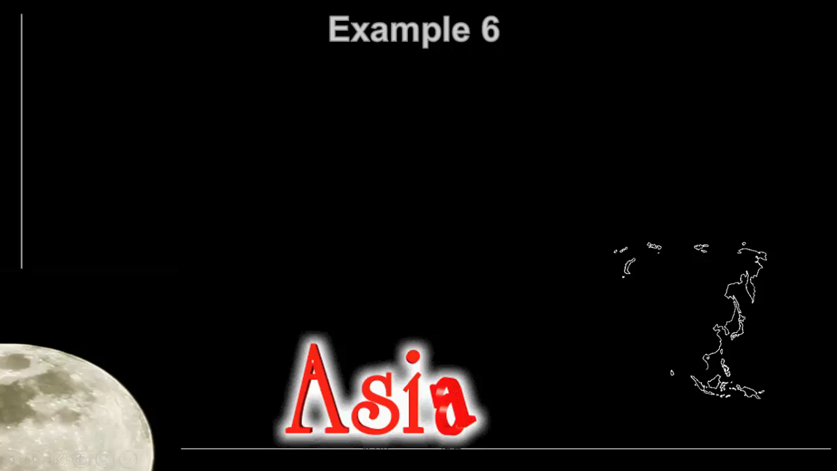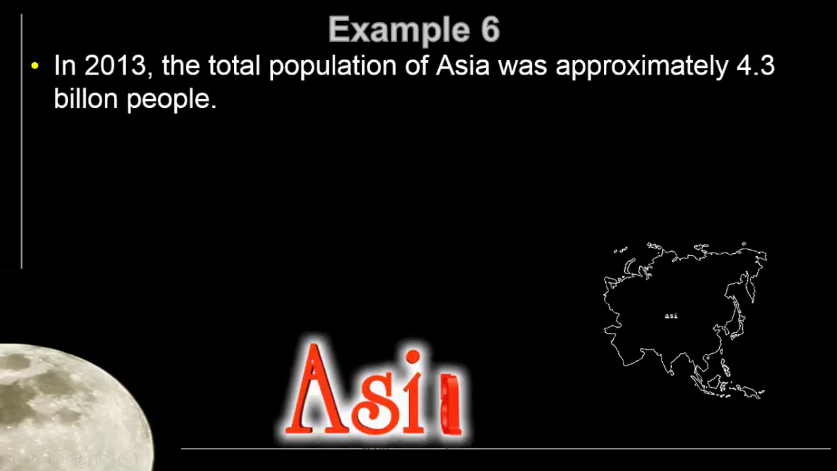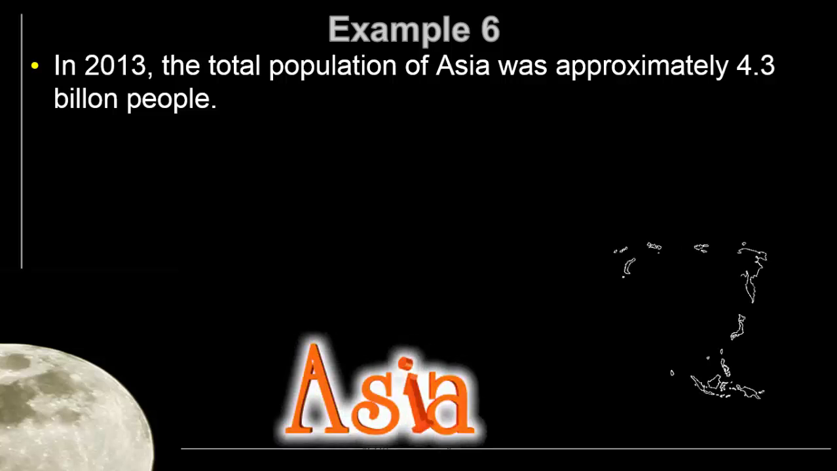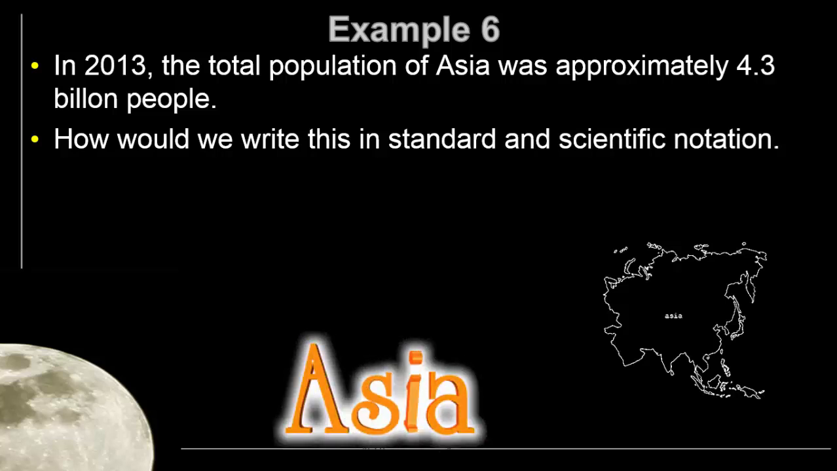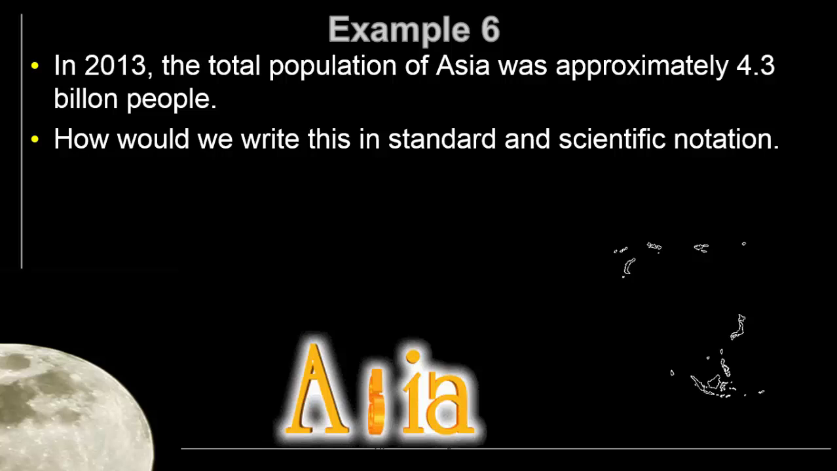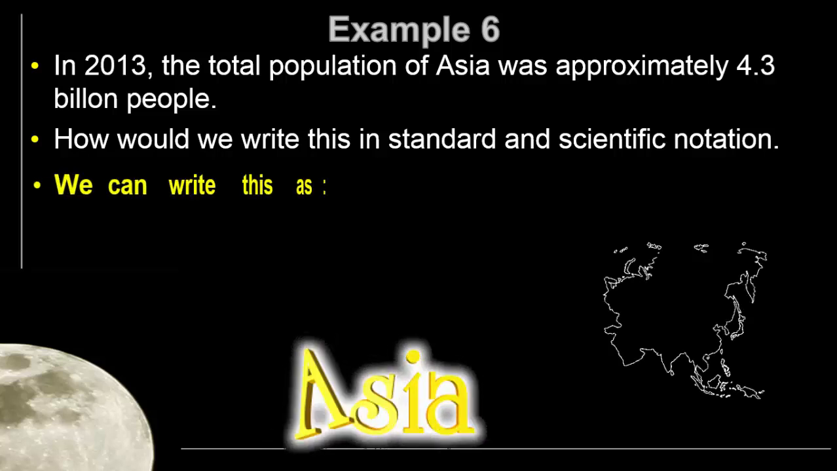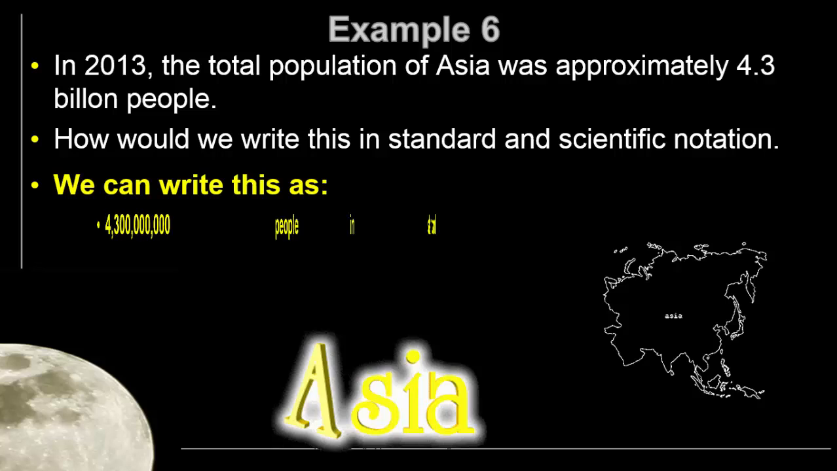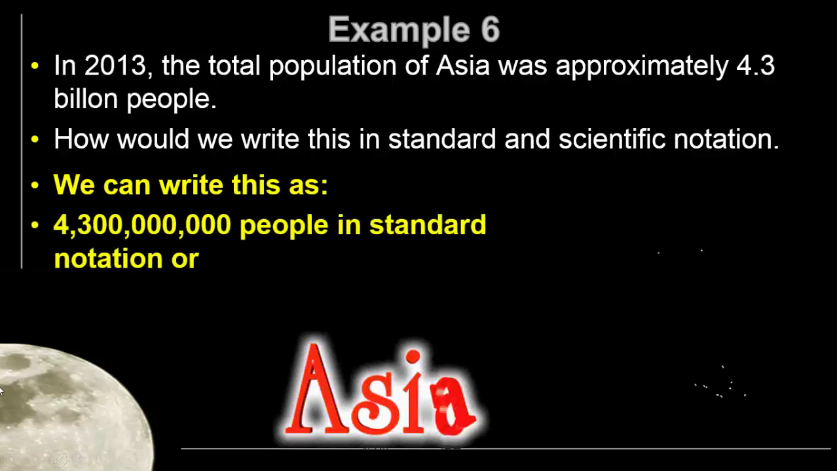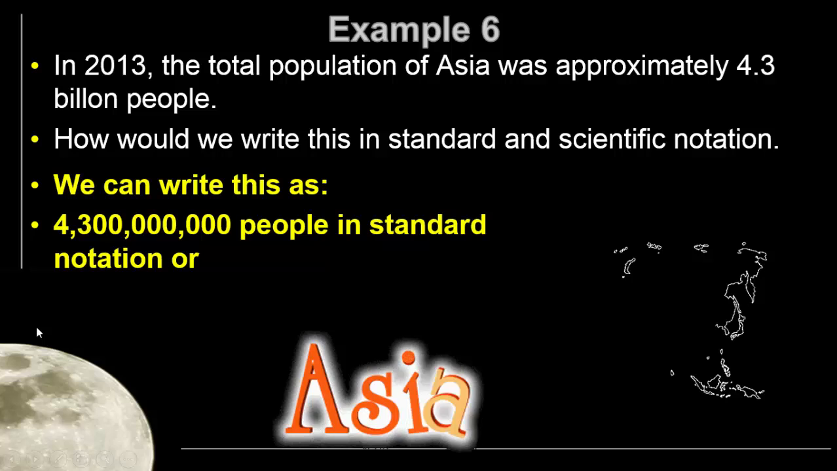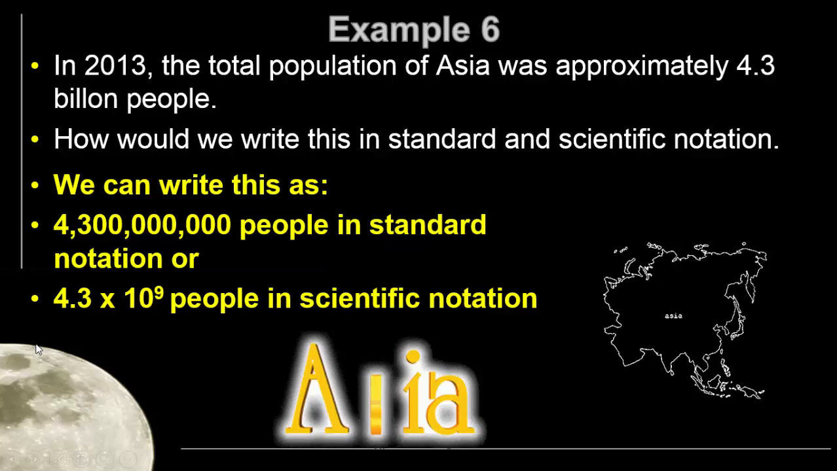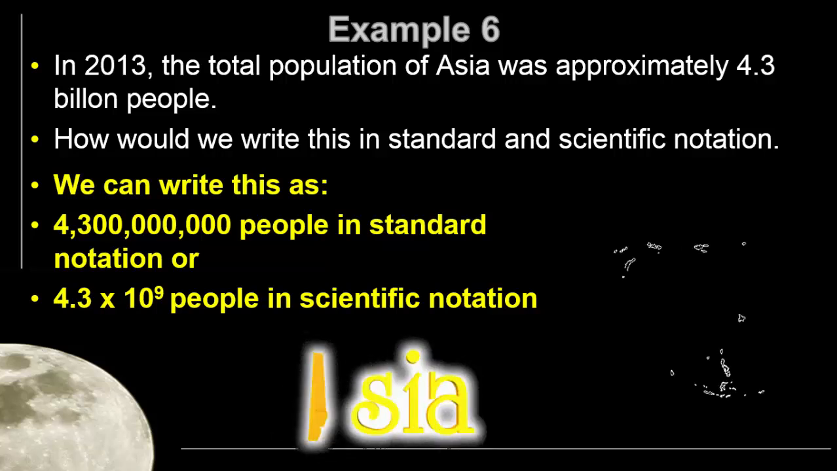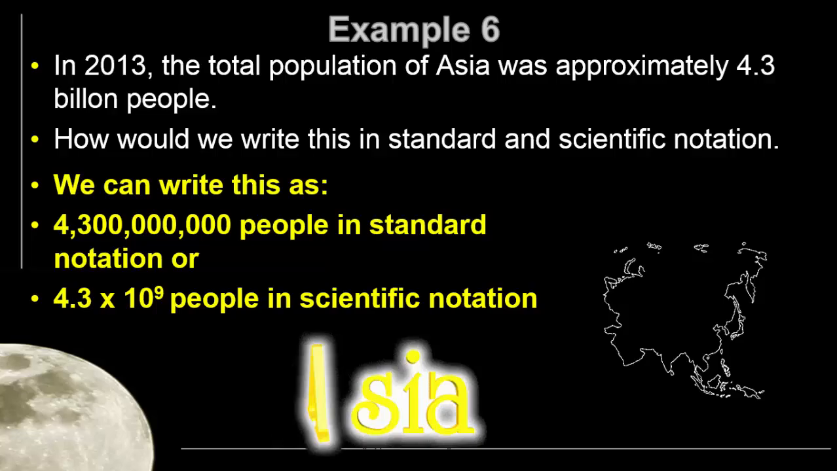Example number 6. In 2013, the total population of Asia was approximately 4.3 billion people. How would we write this in standard and scientific notation? We can write this as 4,300,000,000 people in standard notation, or 4.3 times 10 to the 9th people in scientific notation.